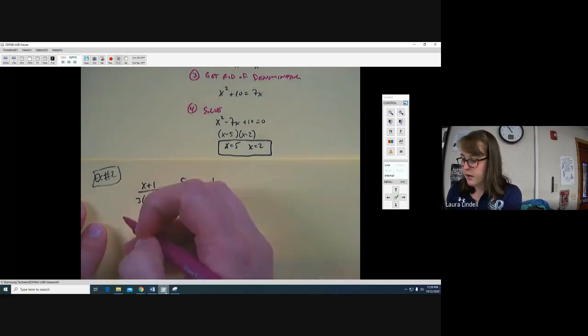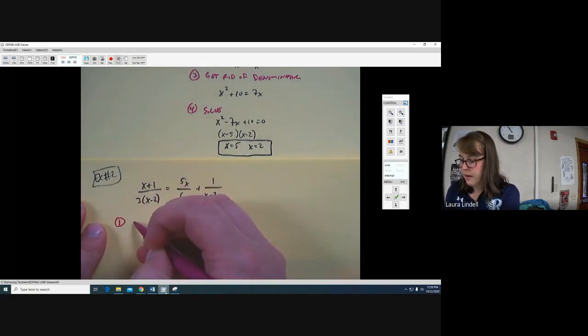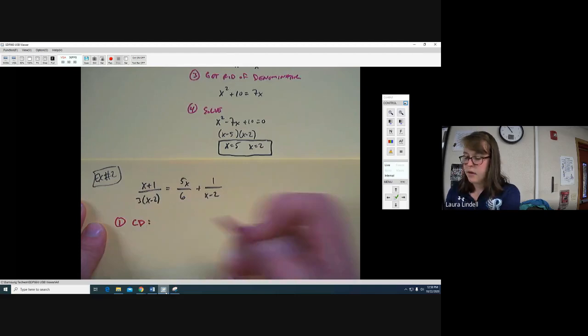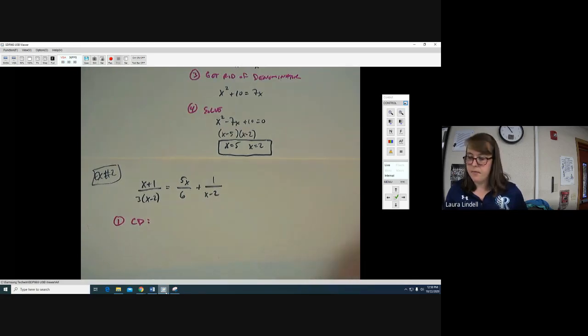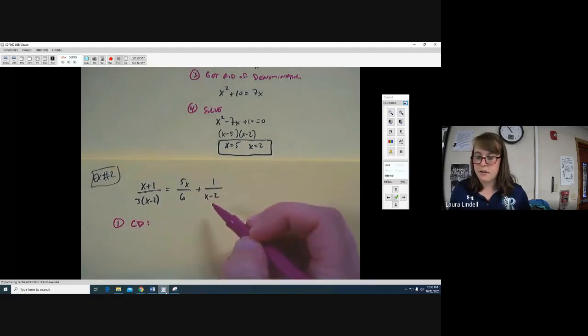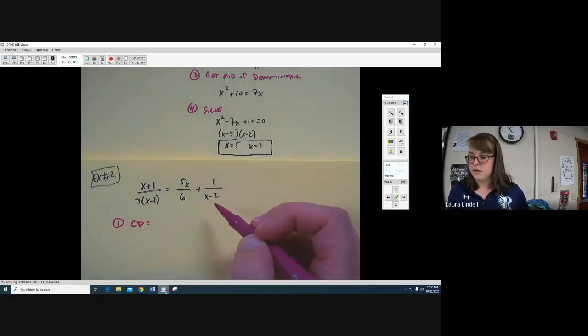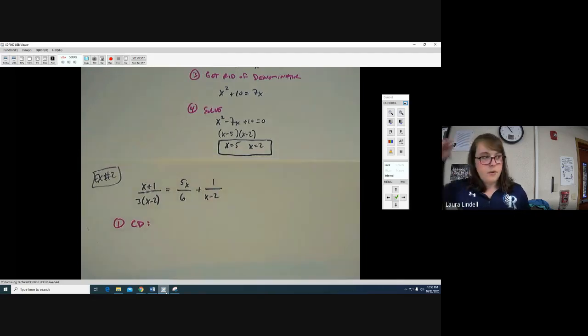Okay, so step 1, common denominator. So looking at this, what do we think our common denominator is going to be? Anyone have any ideas? Common denominator. Well, you know it's probably going to have an x minus 2 in it, right? Nice, Carson. You are correct.